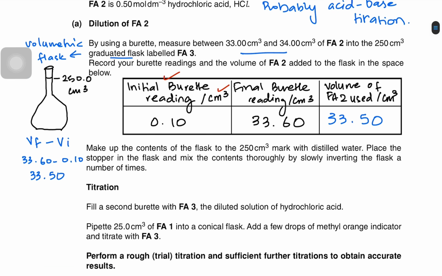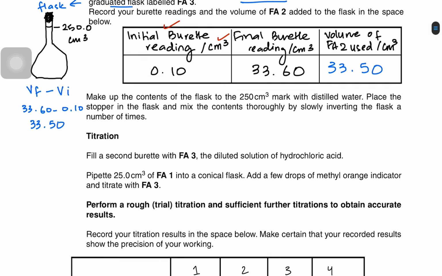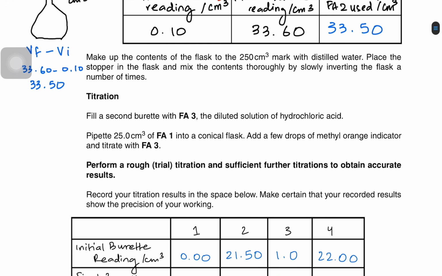Now the question says make up the contents of the flask to 250 centimeter cube with distilled water. Place the stopper in the flask and mix the contents thoroughly. You will put a flask lid on your volumetric flask and then you will obviously shake it so you have the final volume to 250 centimeter cube. Fill a second burette with Fa3, the diluted solution of hydrochloric acid. Remember, Fa3 was recently made in a volumetric flask.